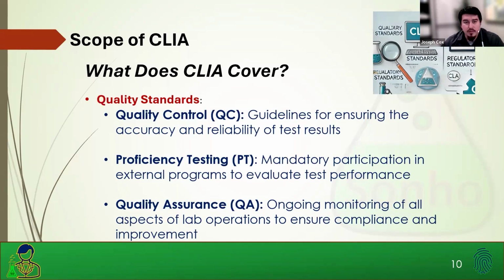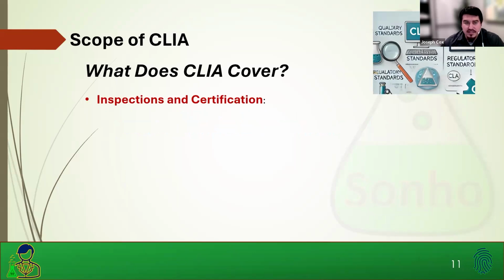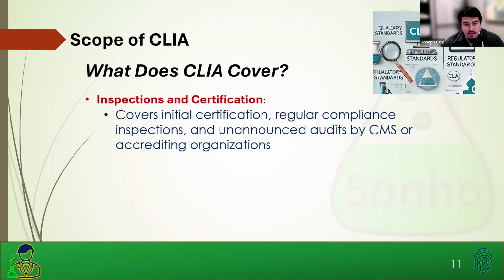So overall, CLIA wants personnel, quality, as well as inspection and certification. So it wraps all that together when it comes to evaluating whether or not a laboratory is maintaining compliance with inspections and certifications. So it covers the initial certifications, regular compliance inspections, as well as potential unannounced audits by CMS or other accrediting organizations.